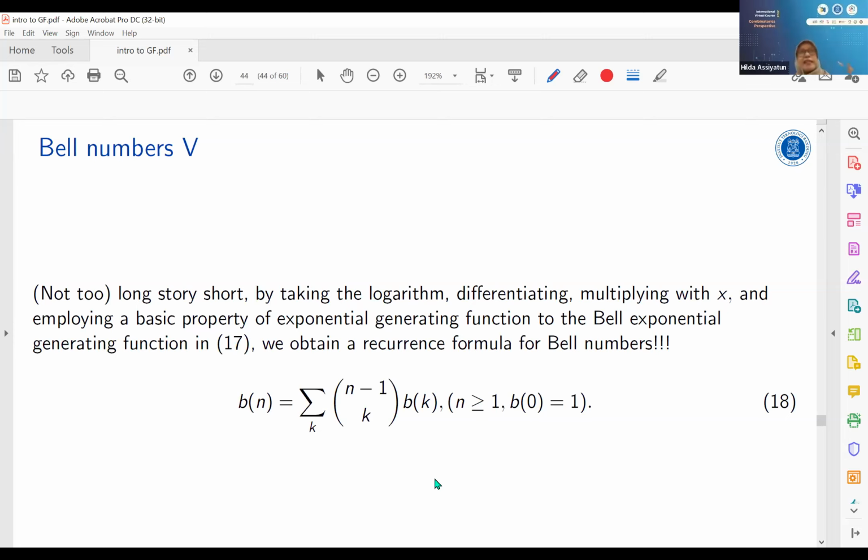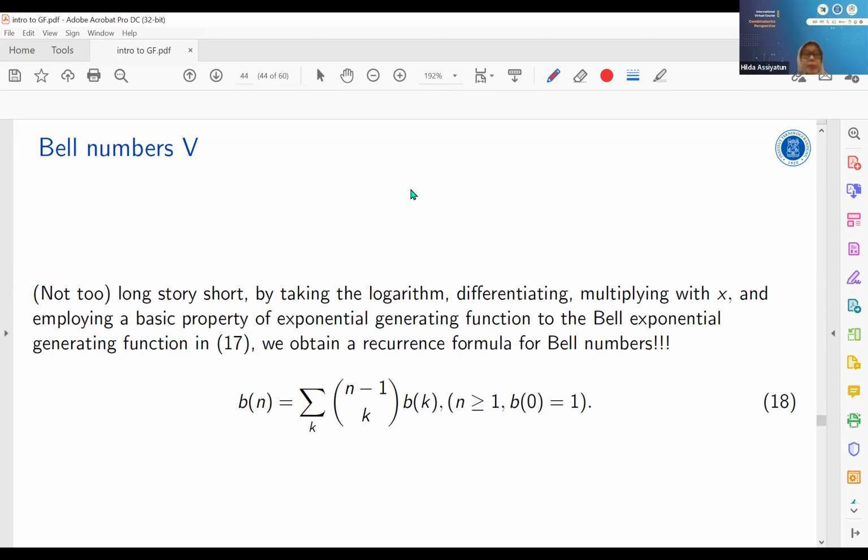As I promised at the beginning of this class, there are so many things that we can do with generating functions. We have seen how we get the explicit formula, how we get the asymptotic approximation, and then this one, a new recurrence coming from generating functions. I think, okay, thank you, Pak Ridwan. I think I stop here.